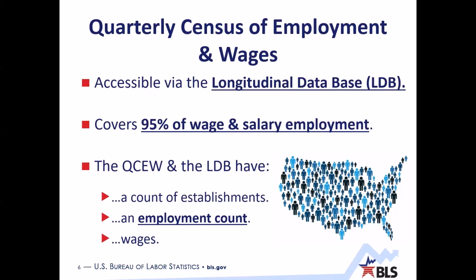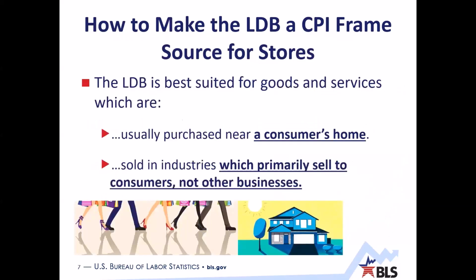However, there are some issues that make implementation of the LDB something that you need to be careful with before just jumping into it. So first, the LDB is a business registry, so it has no consumer data. And this means the LDB has no geographic information on its consumers. In the CE surveys, respondents can report stores in different CPI geographic areas from where they live. If a store is selected, prices contribute to price change in the respondent's area, but not the store's area. So in this regard, the LDB is best suited for item categories where consumers primarily purchase near home.